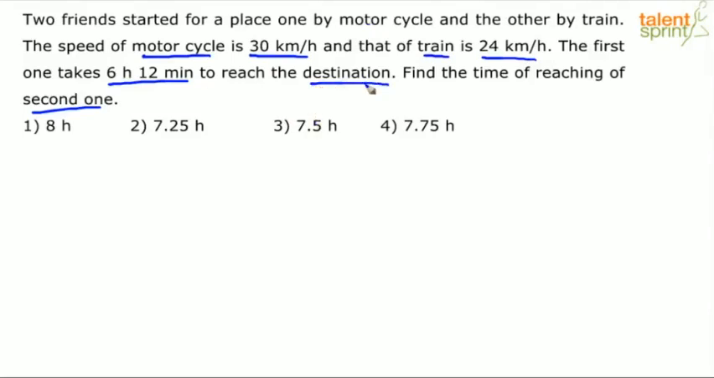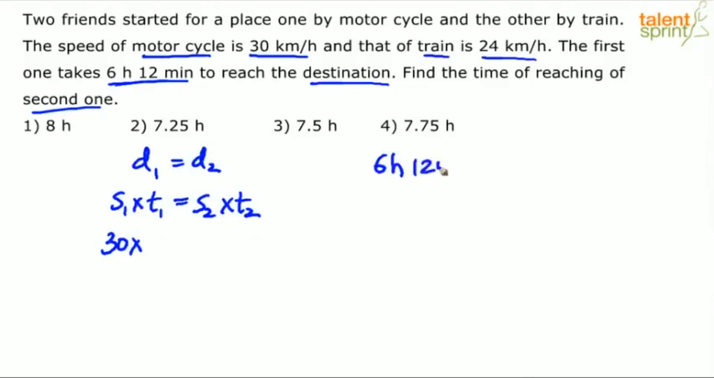The destination is same. So clearly, distance of the first one is equal to distance of the second one. Distance is equal means what? S1 into T1 equals S2 into T2. Substitute the values and simplify. S1, speed of the motorcycle, is 30. Time taken. See, time taken by the first one. First one takes 6 hours and 12 minutes. The only point is you have to convert the time into the right format. 6 hours and 12 minutes will be equal to how many hours? 6.2 hours. Remember, 12 minutes, don't take 6.12 hours. This is a crime. If you say 6 hours and 12 minutes is 6.12 hours, you are a criminal.